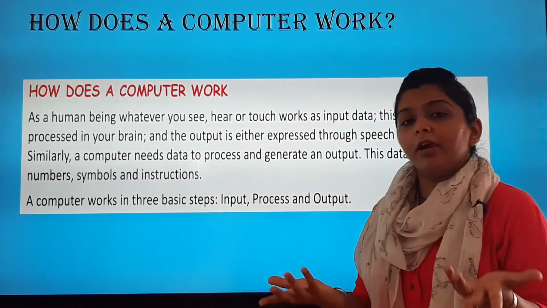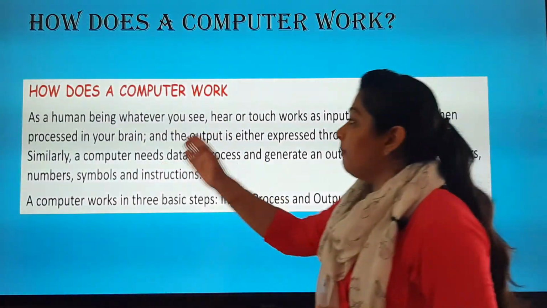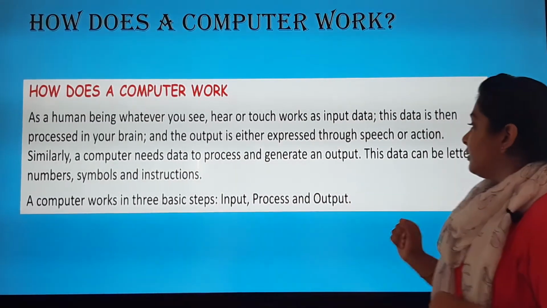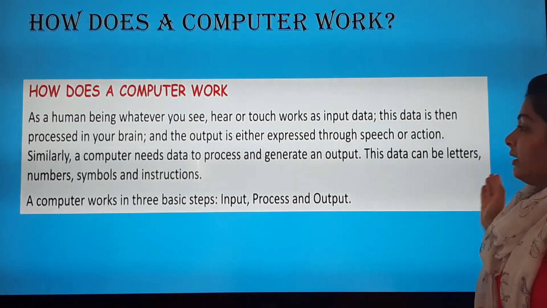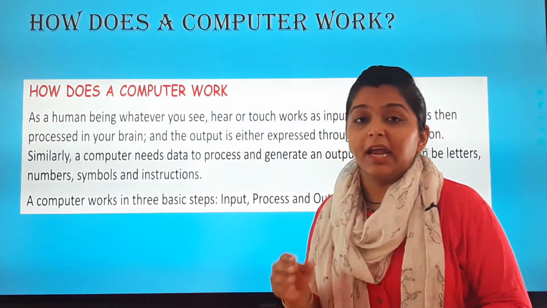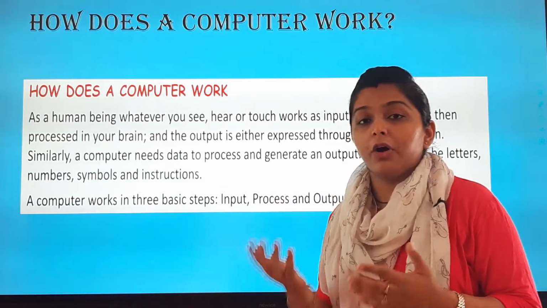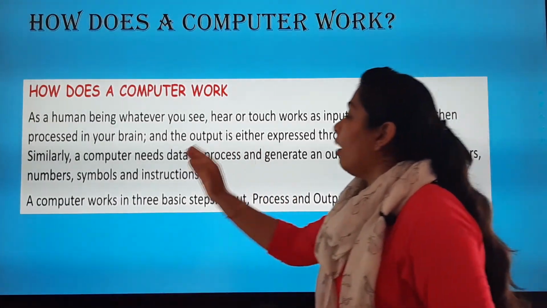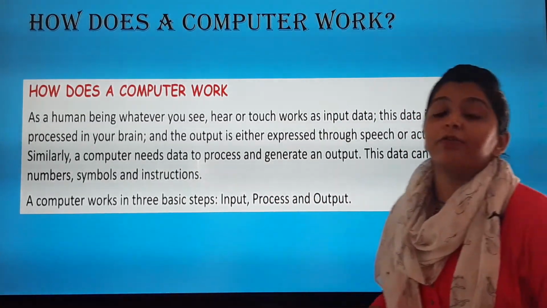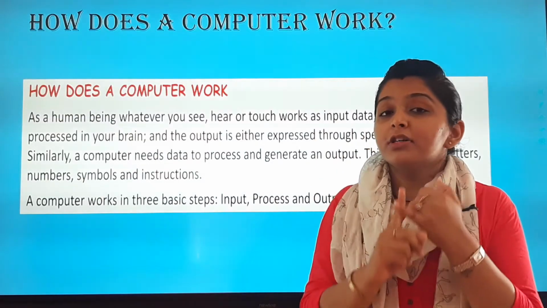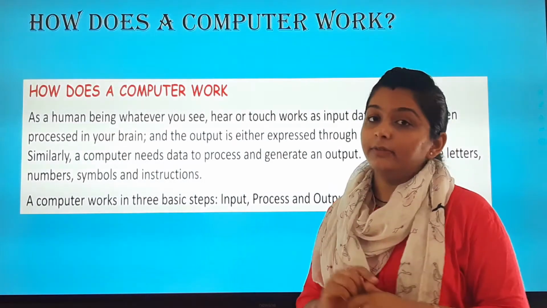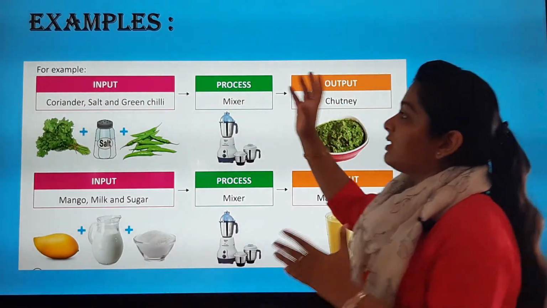Understood? In the same way, a computer also does that. Similarly, a computer needs data to process and generate an output. So easy. This data can be letters, numbers, symbols and instructions. A computer works in 3 basic steps: input, process and output. The first one is input, then process and output. Clear? We will see an example also.